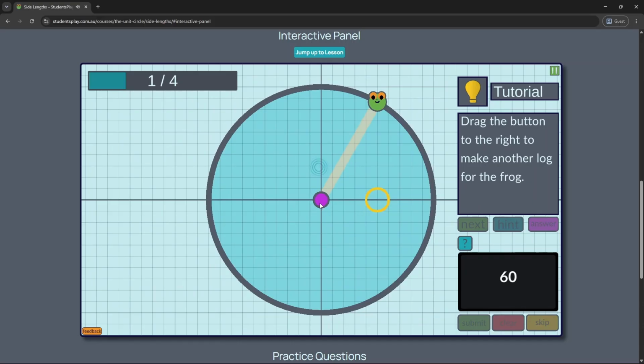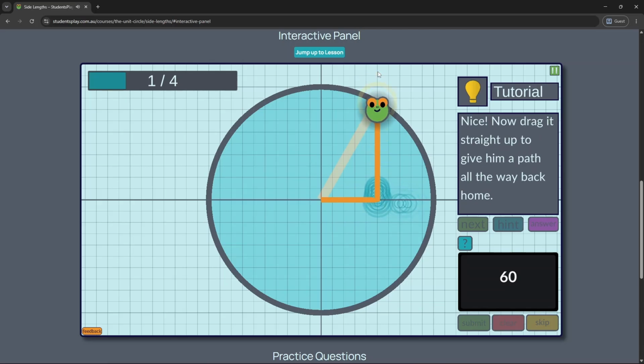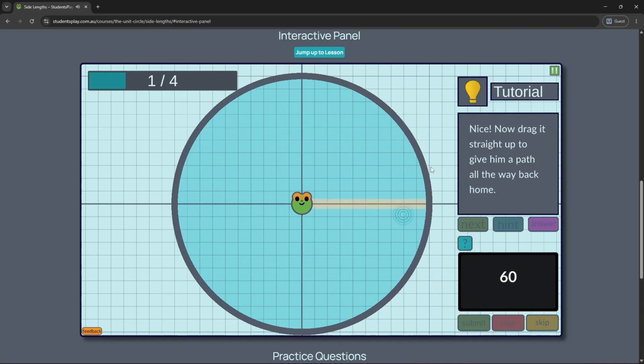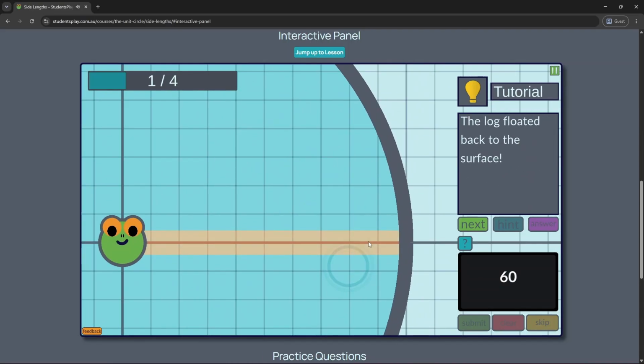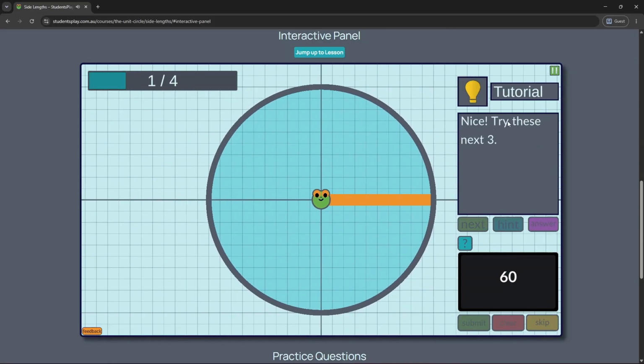Let's drag the button to the right to make another log for the frog. Okay, like that. And then drag it straight up to give him a path all the way back home. Can you see this triangle we made here? The log floated back to the surface. Nice. Try these next 3. Okay, this one, 180 would be here, so maybe like a little bit less than 180, like 160. Okay, what about like 150? Nice.